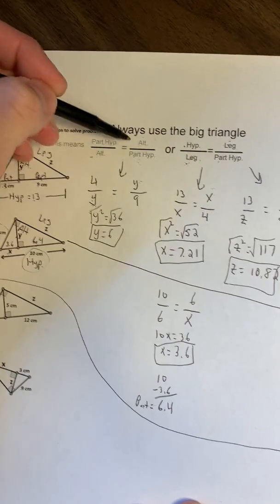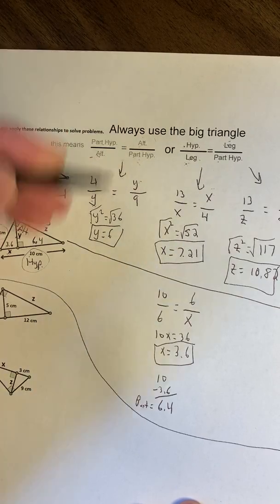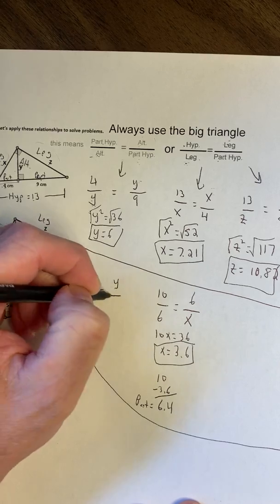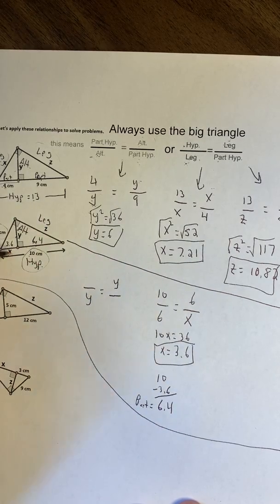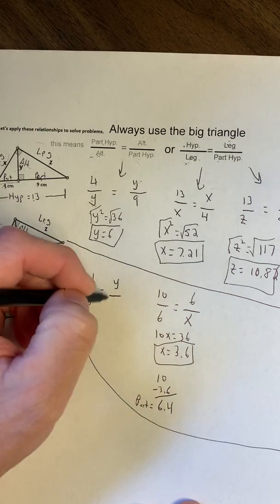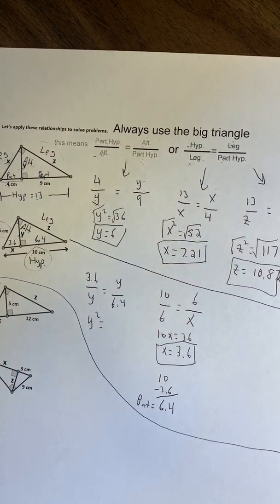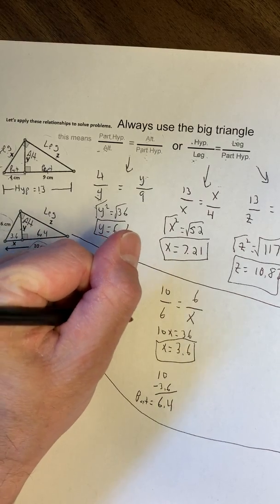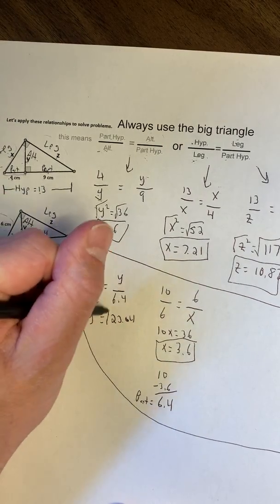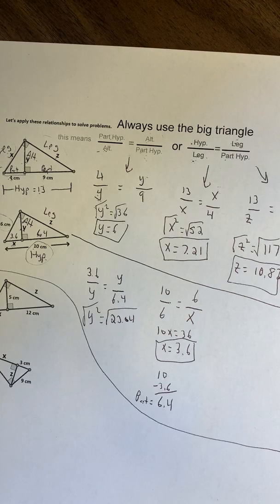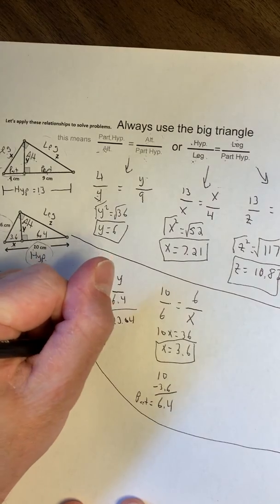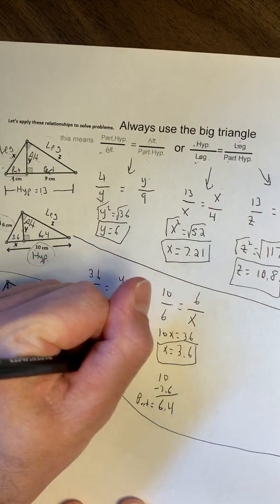The altitude is y. I'm going to use this proportion up here, altitude and altitude, y and y. And then I need both parts of the hypotenuse. I figured out that the first part was 3.6. Figured out that the other part was 6.4. Y squared equals, I do not know what 3.6 times 6.4 is. It's 23.04. Okay, great. I gotta square root it. What is the square root of 23.04? No clue. Actually, it works out pretty nicely. It works out to be 4.8.